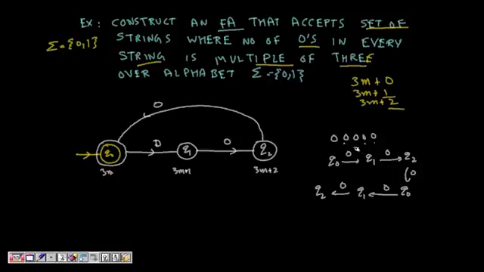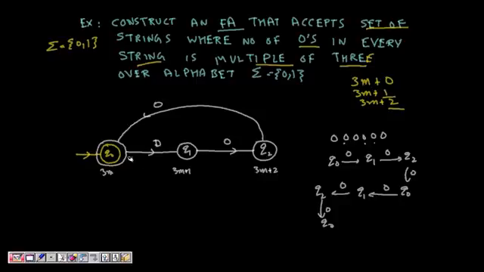So after seeing 5 zeros, I'm at Q2. This is not the final state. Final state is where the number of zeros is of the form 3m. So now if you have 6 zeros, then it becomes Q0 again. Now it is the final state. After seeing 6 zeros, I'm in the final state.